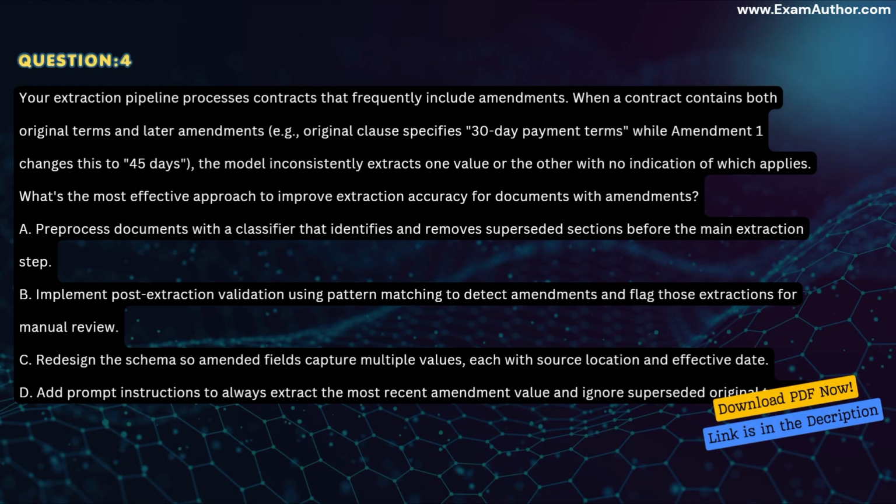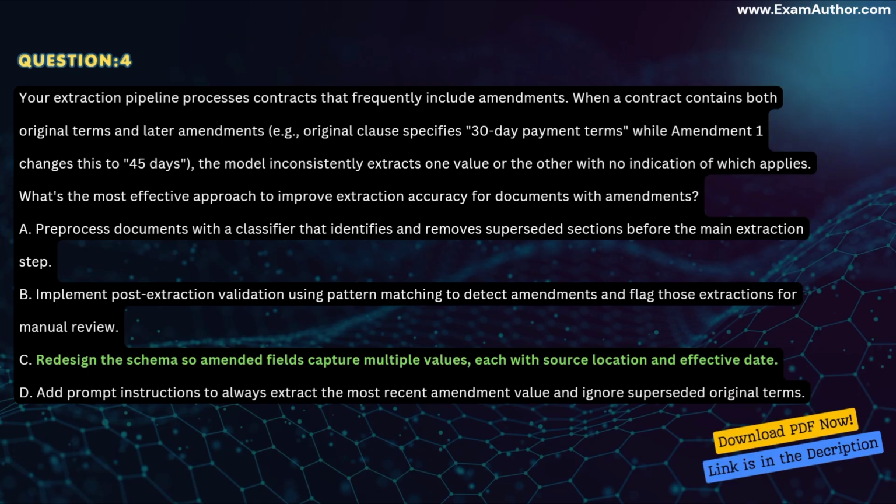A. Pre-process documents with a classifier that identifies and removes superseded sections before the main extraction step. B. Implement post-extraction validation using pattern matching to detect amendments, and flag those extractions for manual review. C. Redesign the schema so amended fields capture multiple values, each with source location and effective date. D. Add prompt instructions to always extract the most recent amendment value and ignore superseded original terms.